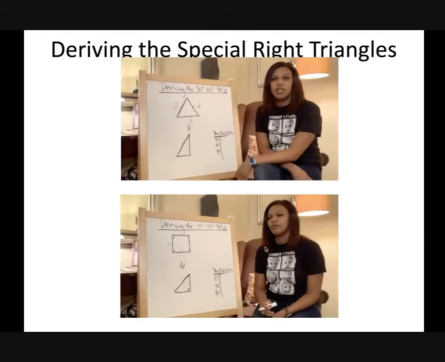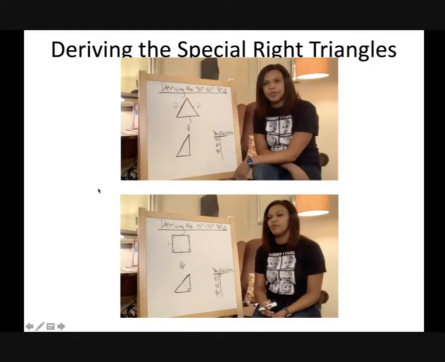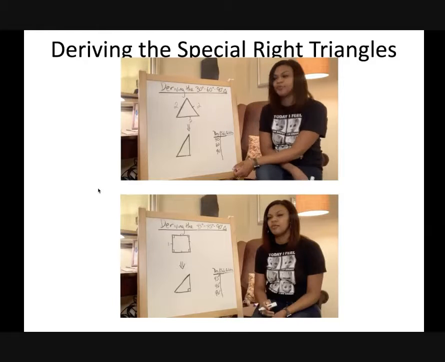So now let's derive those special right triangles. Where did they come from? So in trigonometry, there are two special right triangles. So we're going to first look at one of these triangles, the 30, 60, 90 triangle. Where does it come from and why is it special?